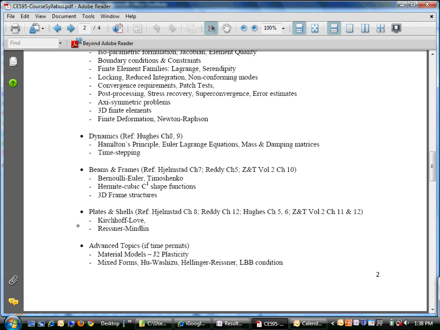Also, since next week on Monday we have the midterm, I've invited somebody from Abaqus to give a lecture on some of the advanced or nonlinear capabilities of Abaqus. That will be next week, Friday, April 16th.